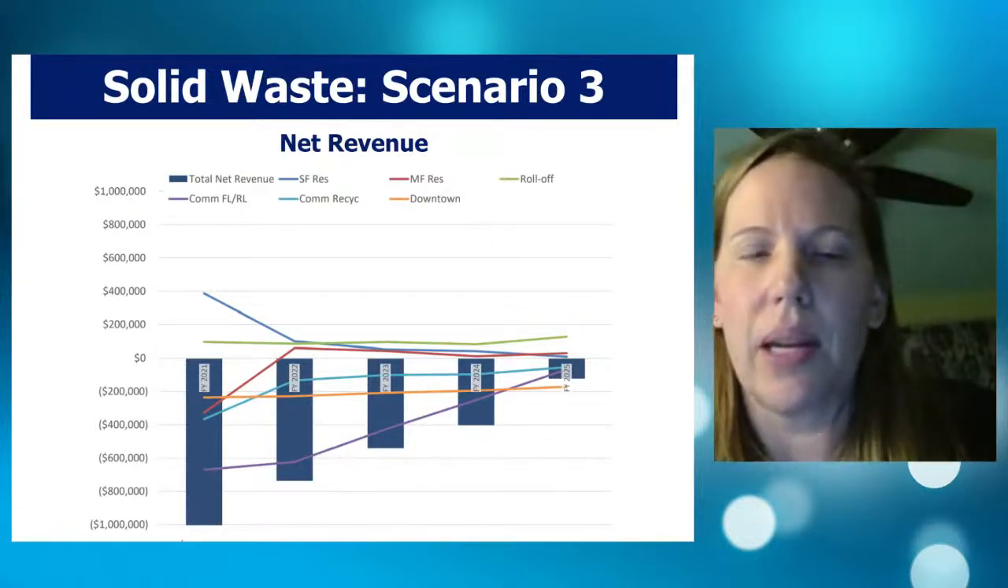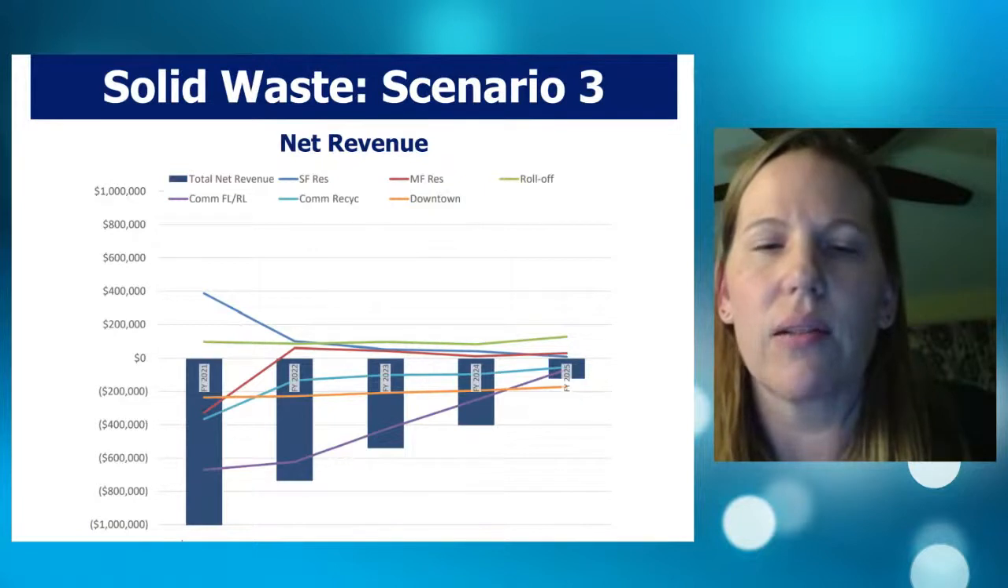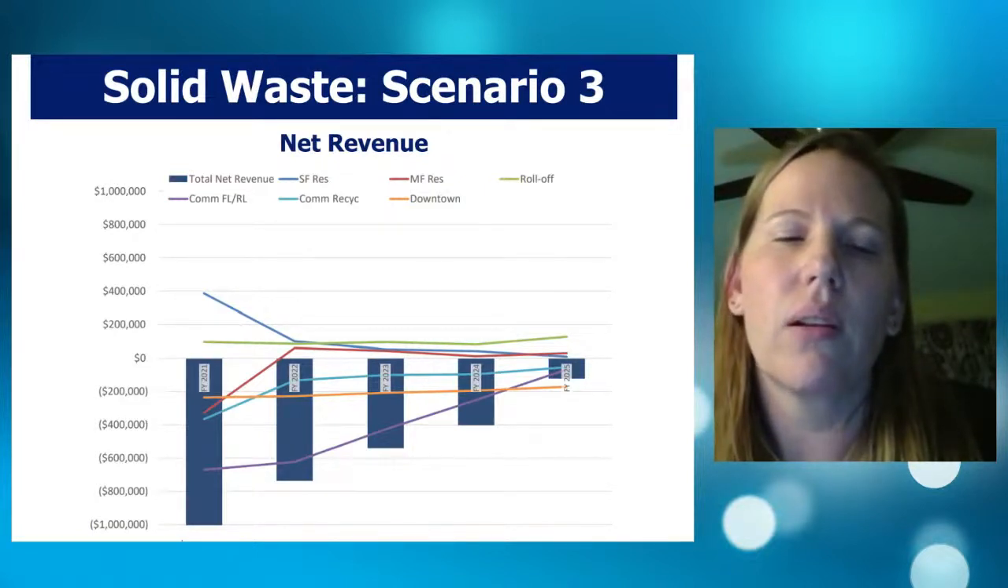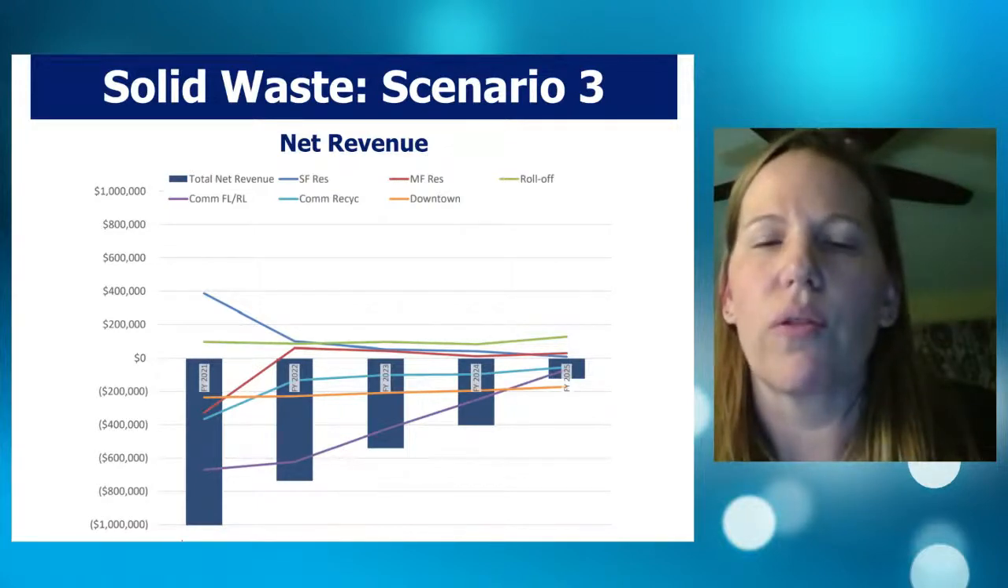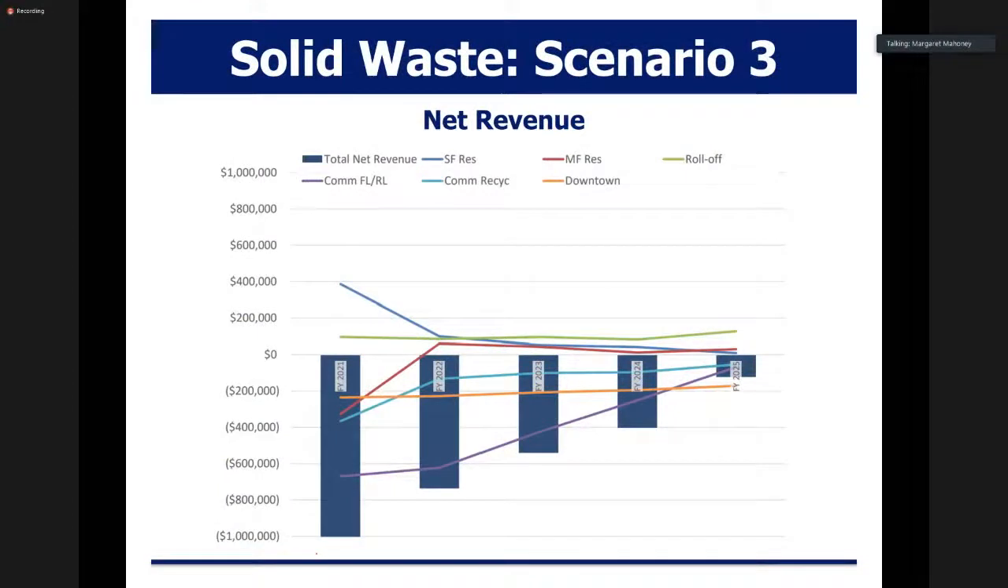And again, the deficit spending is very similar. Actually, cumulatively, it's almost identical to scenario two, an amount of about $3 million over the 5 years. But again, all going towards that ultimate goal of being closer to zero in 2025.